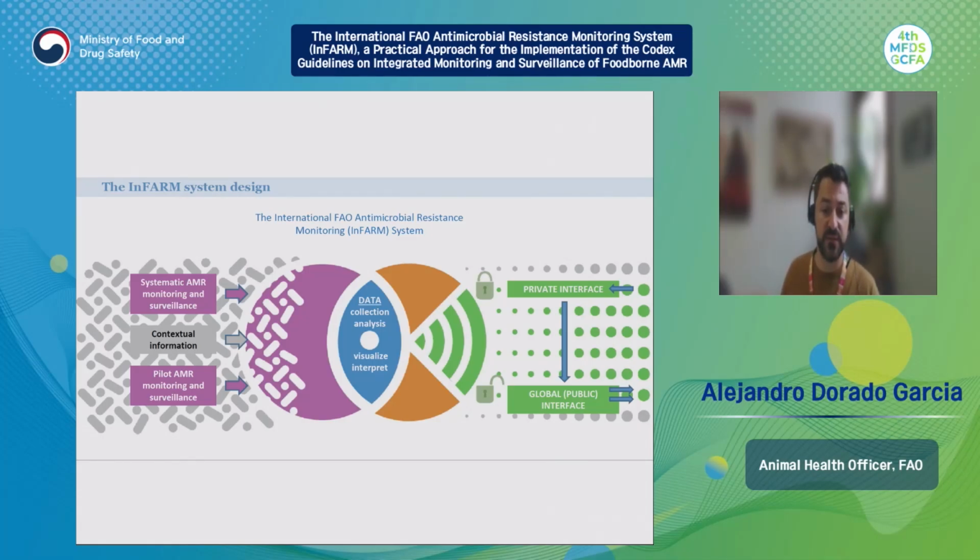The core objective, in the end, is to support countries in the collection, analysis, visualization, and interpretation of the data. For this, countries have access to a restricted private interface with interactive dashboards for visualization of their data. And also, to support the global efforts on an annual basis, we will be migrating the data from countries that accept to publish their data to a global public interface, to provide AMR prevalence and trends at the global level.